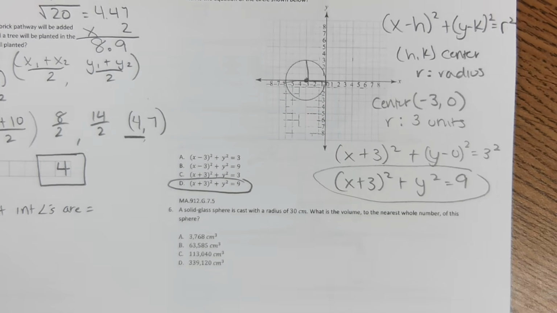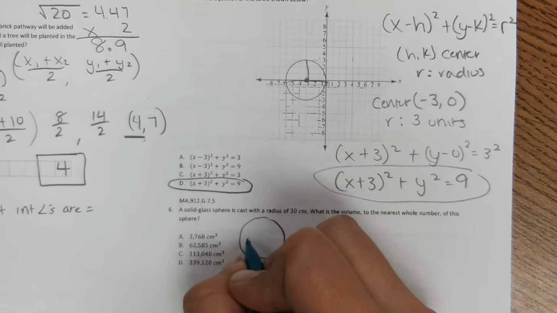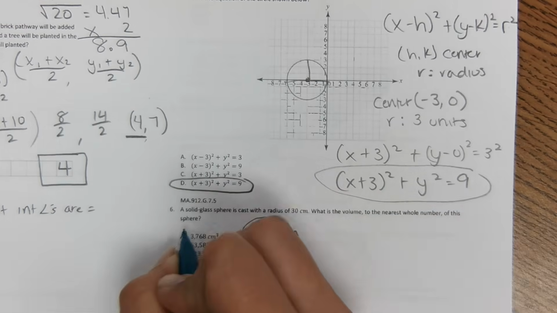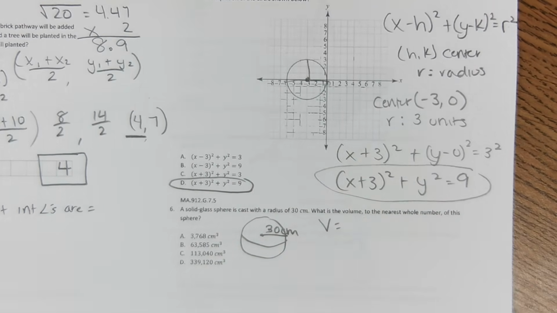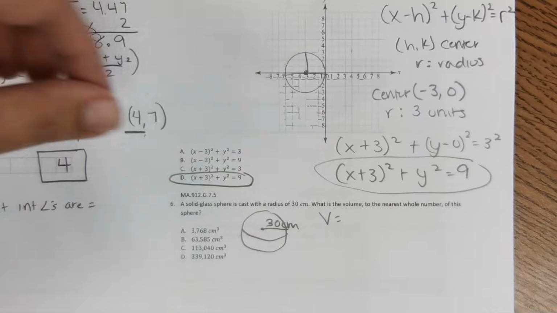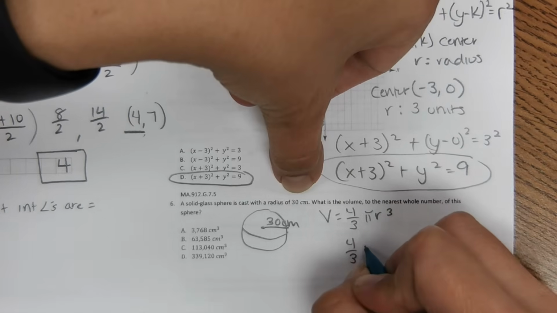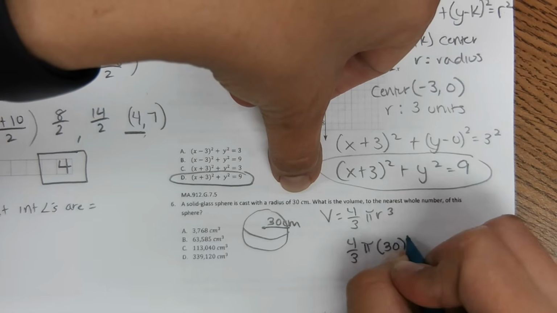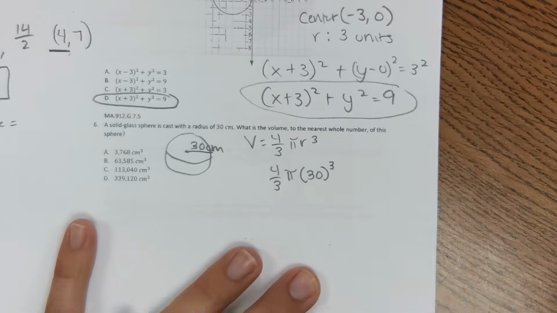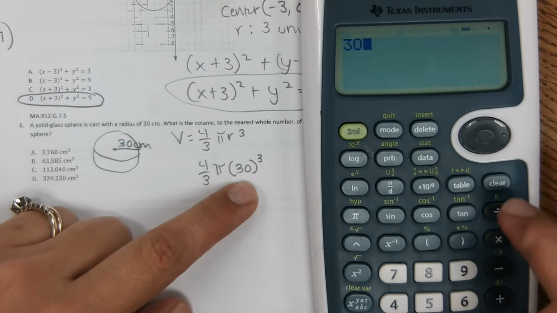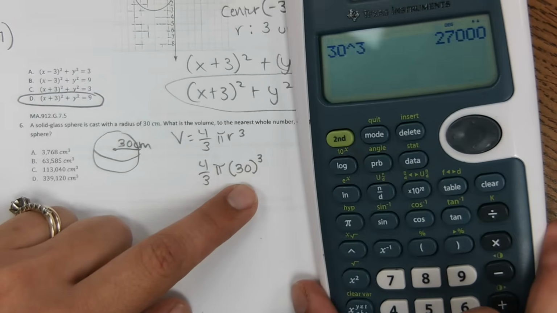Okay, the next one: a solid glass sphere like this, with a radius of 30 centimeters. What is the volume, to the nearest whole number, of this sphere? For the volume of a sphere, you would look at the reference sheet. Let's see. Sphere volume right here, 4/3 pi r cubed. 4/3 pi 30 cubed. So in a calculator, you have to follow order of operations. You have to do the 30 cubed first. 30 raised to the third power, 27,000.